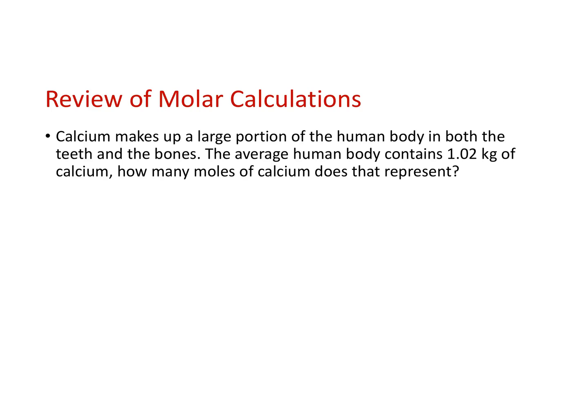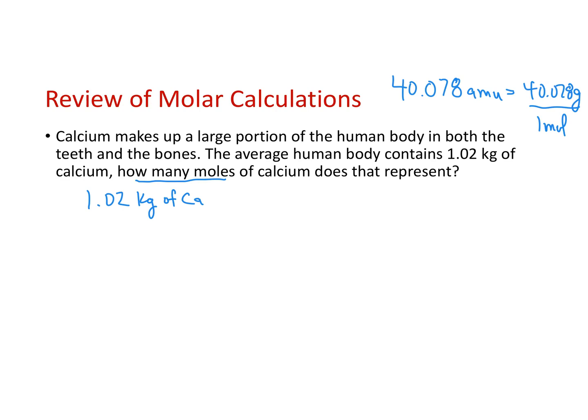Here are a few sample calculations. Calcium makes up a large portion of the human body, mostly in our teeth and bones. The average human body contains approximately 1.02 kilograms of calcium. How many moles of calcium does that represent? From the previous slide, we looked up the atomic weight of calcium as 40.078 AMU, which means I need 40.078 grams for 1 mole of calcium.